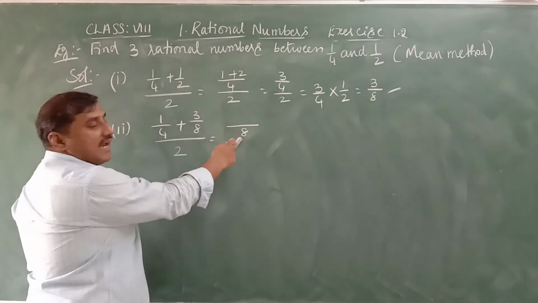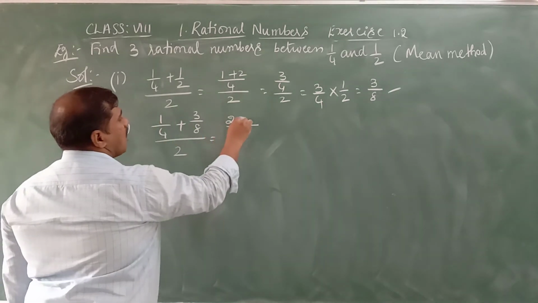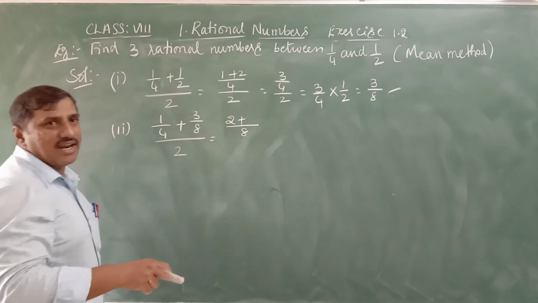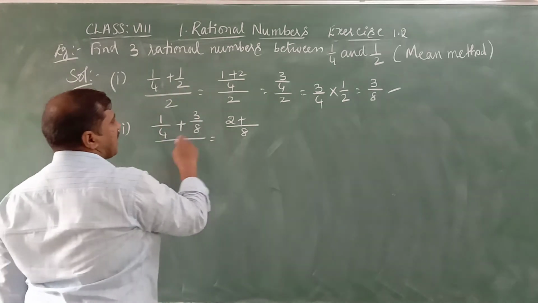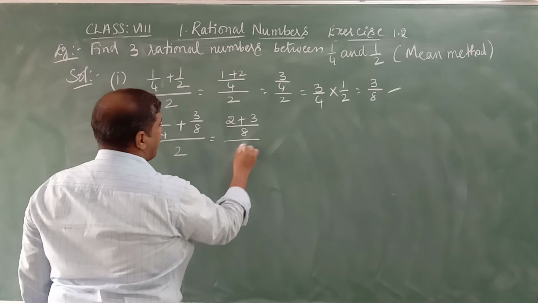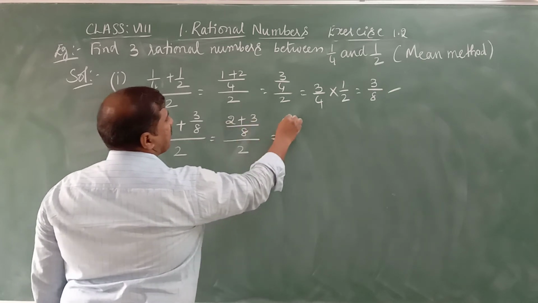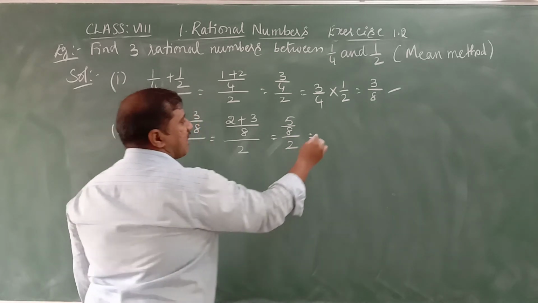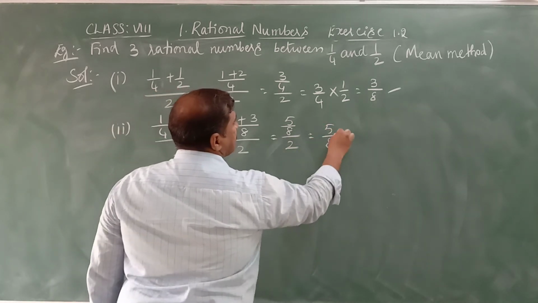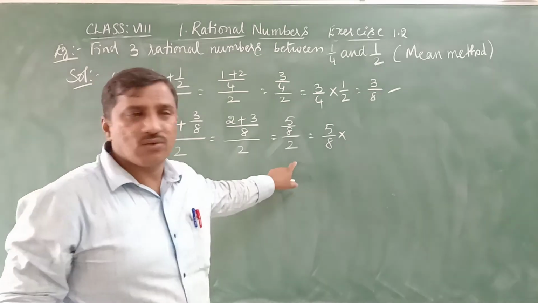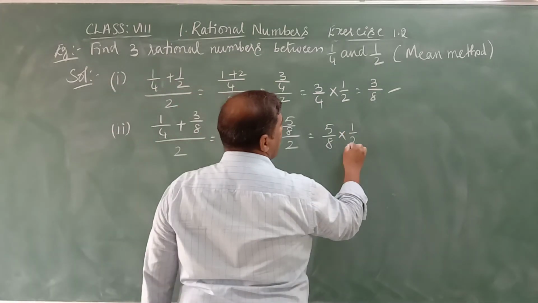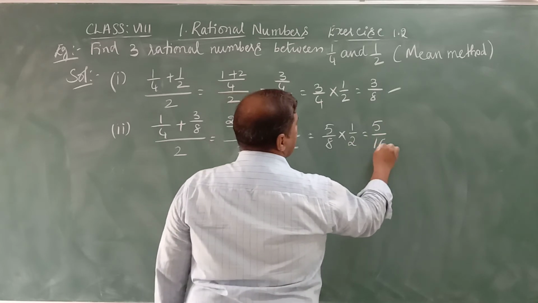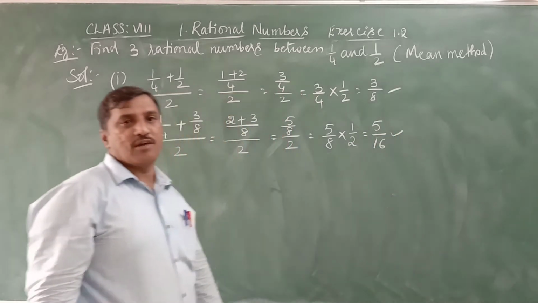4 2s are 8. 2 into 1, 2, plus 8 ones are 8. Divide 8 with 8, we get the quotient as 1. That quotient 1 is multiplied by 3. 1 into 3 it is 3, divided by 2. Now 2 plus 3, 5. 5 by 8 whole divided by 2. Now 5 by 8 is multiplied by the reciprocal of 2, which is 1 by 2. Now multiply 5 into 1, 5, divided by 8 into 2, 16. 5 by 16 is one number.